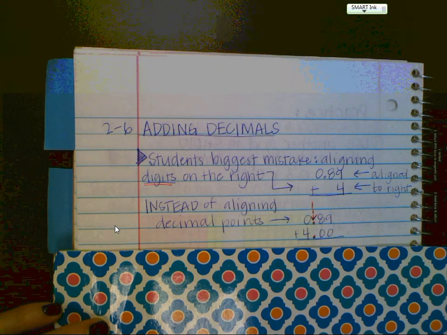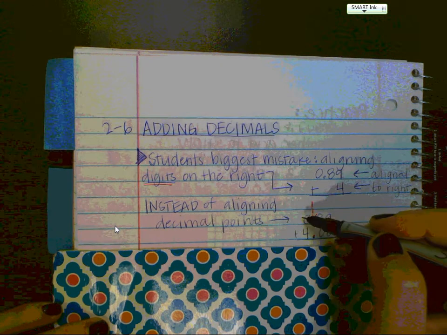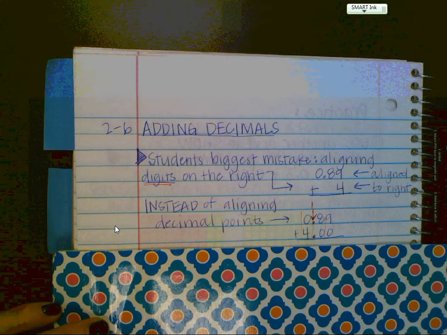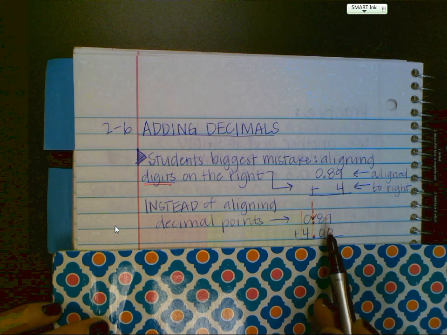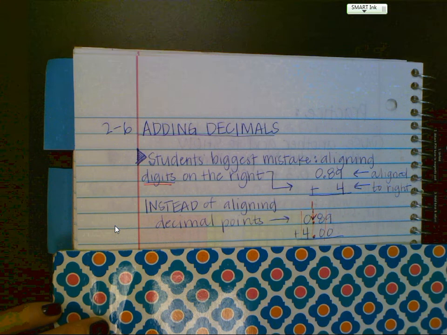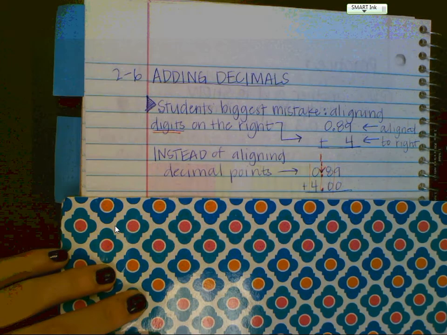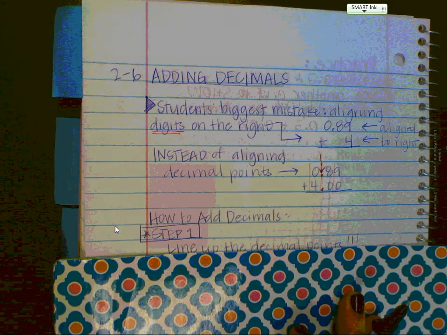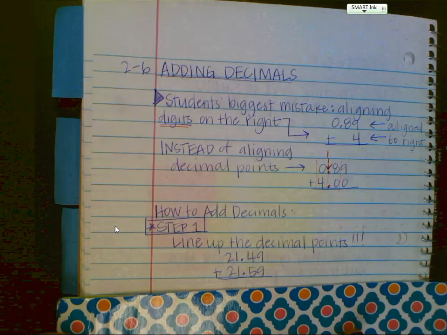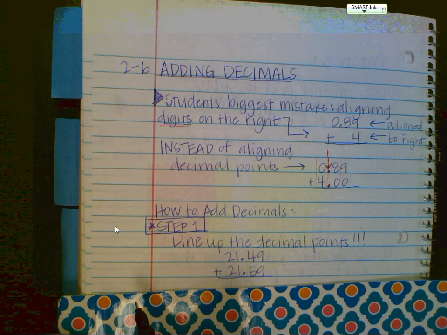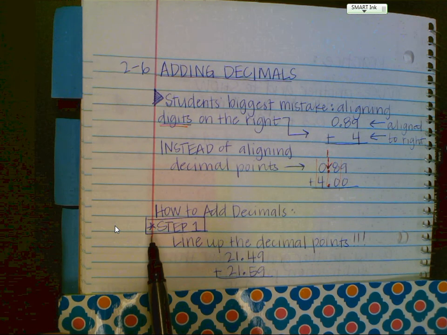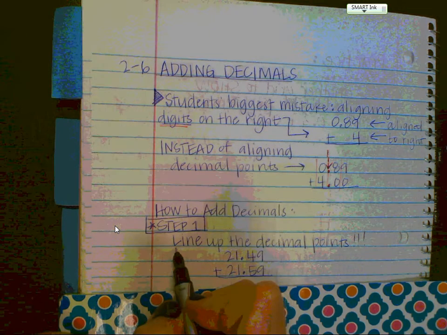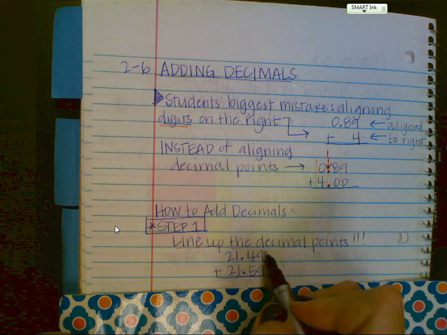So we spend so much time talking about place value because you need to make sure that each place value is lined up with the exact same place value in the other number. That is the number one most important thing to remember when you're adding decimals. Since that is the most important thing, we're going to write down that is step one. Line up the decimal points.